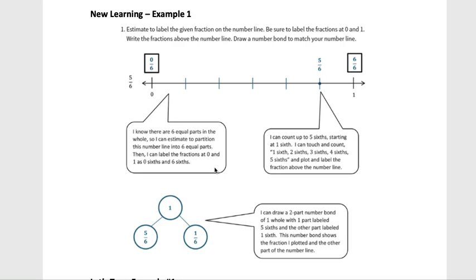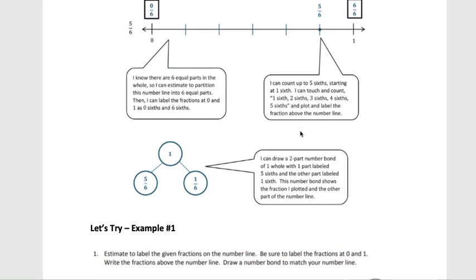Then I can label the fractions as 0 and 1 as 0/6 and 6/6. I can also count up to 5/6, starting at 1/6. I can touch and count 1/6, 2/6, 3/6, 4/6, and 5/6, and plot and label the fraction above the number line. You then can draw a 2-part number bond of one whole, with one part labeled 5/6 and the other part labeled as 1/6. This number bond shows the fraction I plotted and the other part of the number line.